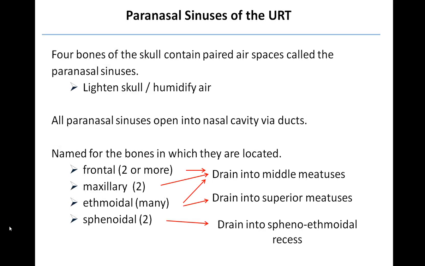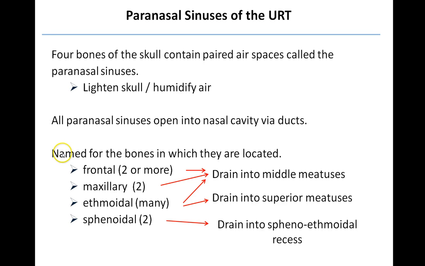The next structures I'll focus on are also associated with the nasal cavity. These are the paranasal sinuses. Bones of the skull which surround the nasal cavity, many of them have air spaces within them. The air spaces are called sinuses, and they are linked, connected to the nasal cavity. Air in the nasal cavity has the capacity to enter these sinuses, where once again it can be warmed and humidified. Sinuses also help to lighten the skull.